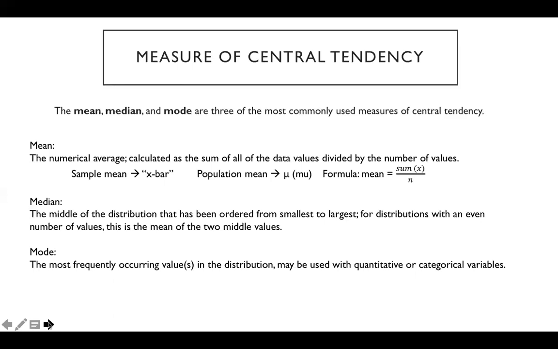Your median is the middle of the distribution that has been ordered from smallest value to largest value. If you have a distribution with an even number of values, then you will take the mean of the middle two values. You'll just add those two up and then divide by 2, and that will be your median. And then finally, the mode is the most frequently occurring value or values in the distribution. A mode could be quantitative or categorical. A lot of people just assume that mode is a quantitative variable, but it could be categorical as well. If it was categorical, it would just be the category or label that's most common.